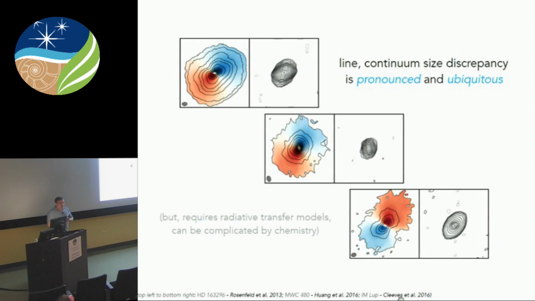So the line to continuum size discrepancy is pronounced, right? In TW Hydra it's a factor of about 2, sometimes it's a factor of 10 in terms of radial differences. So this is carbon monoxide and this is continuum for 3 different disks. And it's seen everywhere. I should caution you that quantitatively interpreting this line continuum discrepancy is quite tricky. You have to do some radiative transfer modeling to know for sure it's happening.